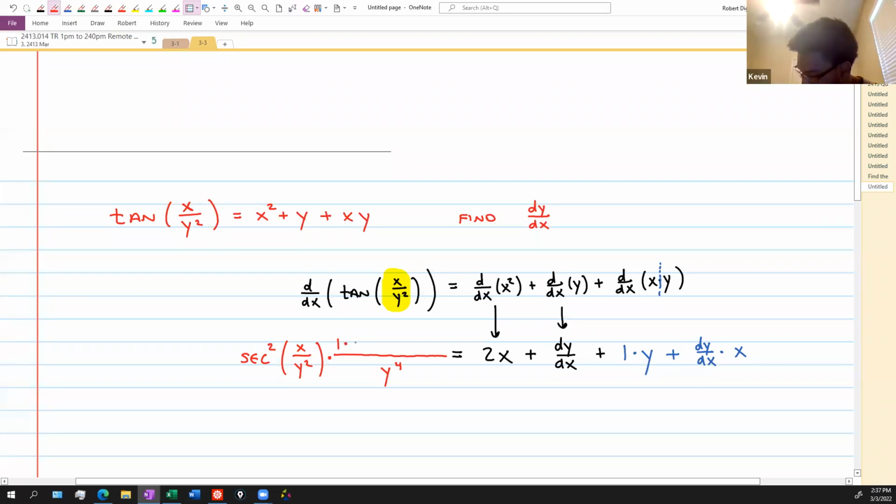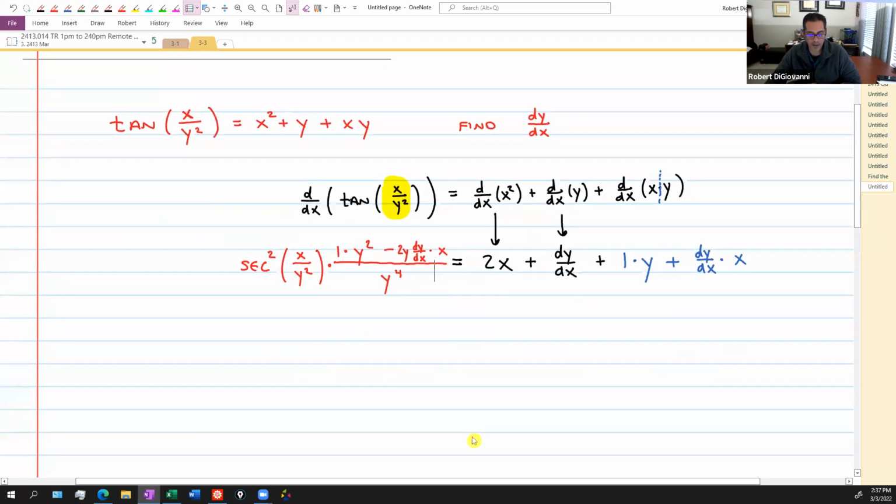So times y squared. Okay, and then the quotient rule says then you subtract. Now the important one, what's the derivative of y squared? 2y times dy over dx. Good. And then to finish the quotient rule, you multiply that times the top, which is x. Okay, and then it's all over the bottom squared, which is where I get the y to the fourth from. Yes. Everyone follow that?